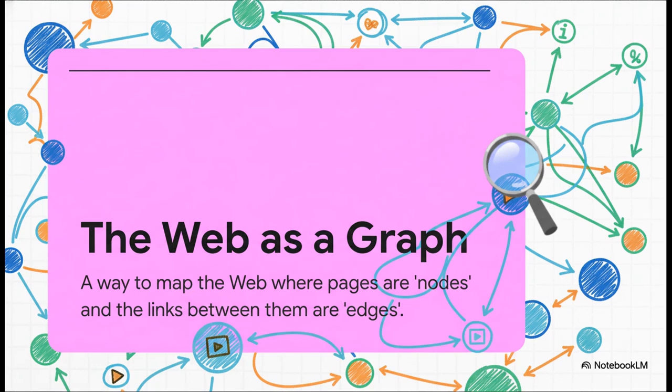So how do you even begin to map something that's infinite and chaotic? Well, computer scientists came up with a really elegant solution. They stopped seeing the web as a messy jumble of pages and started seeing it as a graph. It's simple, really. Every page is a point, or a node, and every single hyperlink is a connection, an edge, that leads from one node to another. Suddenly, there's a mathematical structure to all that chaos.